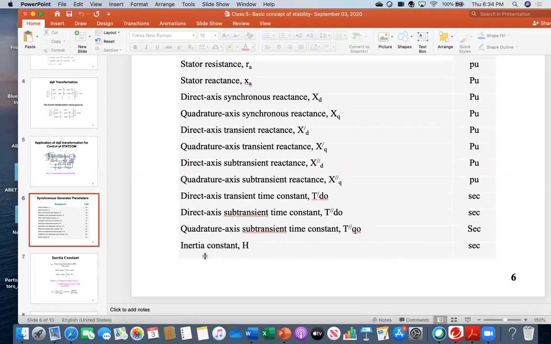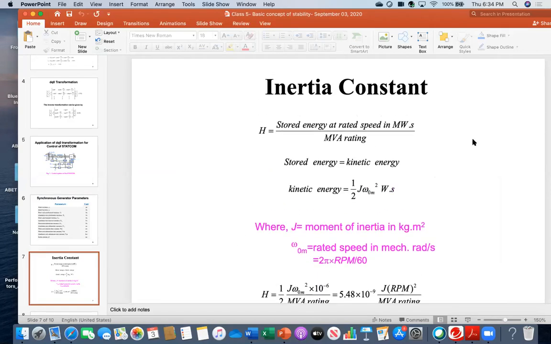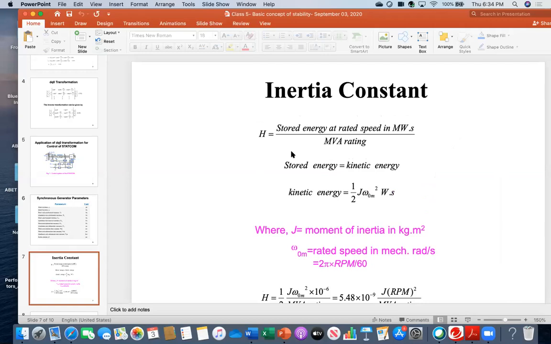Therefore, when it is moving, it has some weight and mass. Once the rotor is moving, it is storing some kinetic energy, right? Because it has a velocity and a mass, by the equation half mv square, it is gaining some energy. And that inertia constant is related to the machine rating and to that stored energy. So let's have a look at the definition of the inertia constant.